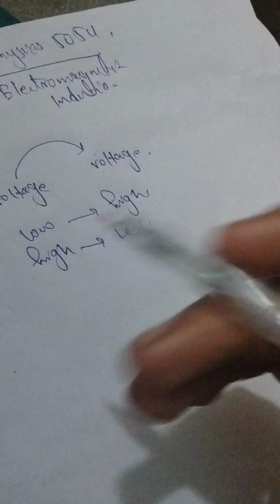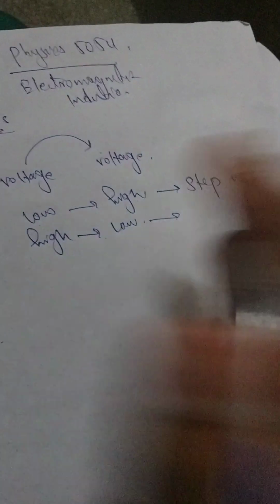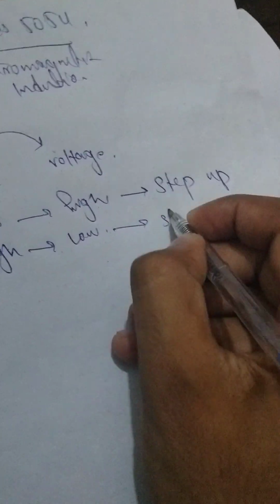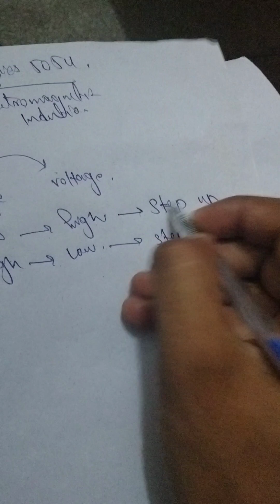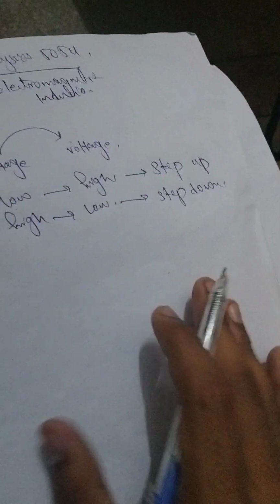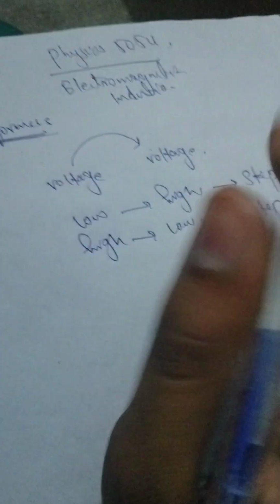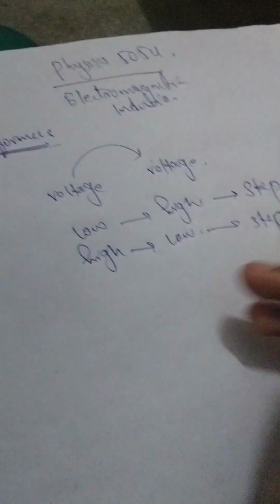So if a transformer transforms the low voltage into a higher voltage, then we will name it as step up transformer. And if it converts high voltage into low voltage, we will name it as step down transformer. What these are and how they work, we will discuss in later topics. So till now we have studied the transformers. As the name refers, it transforms voltage from lower to higher and higher to lower.